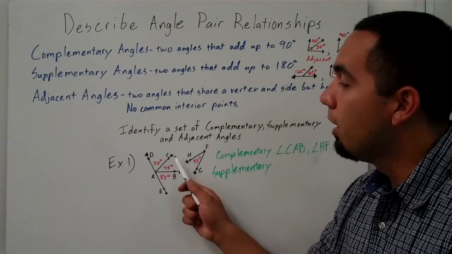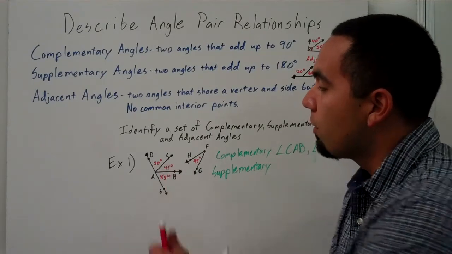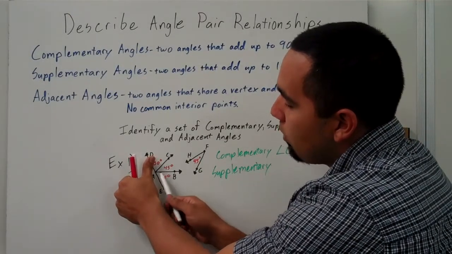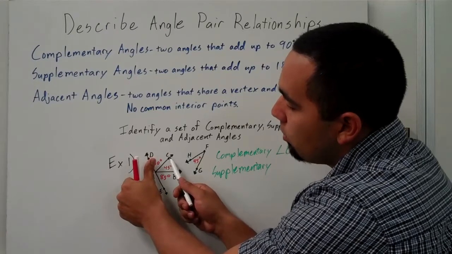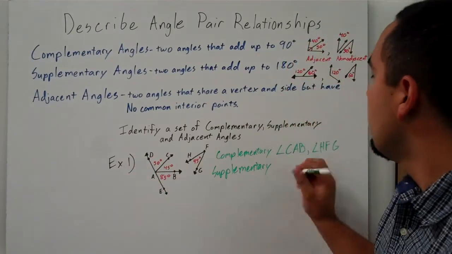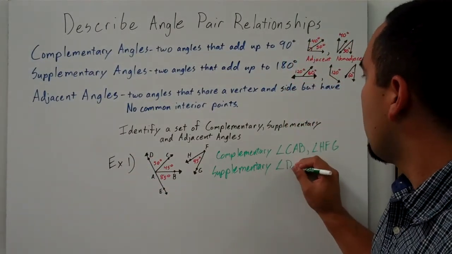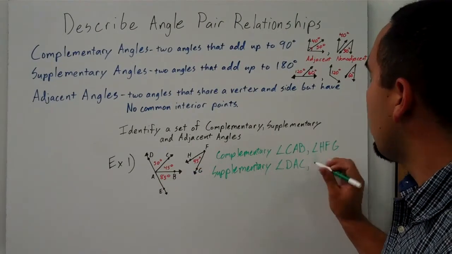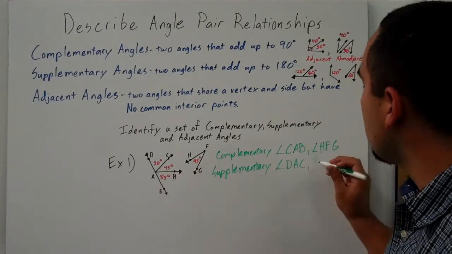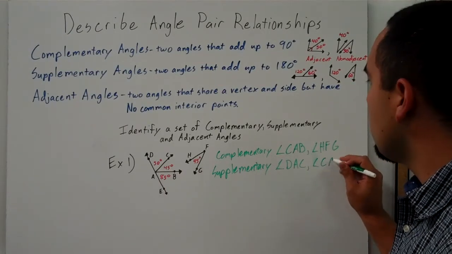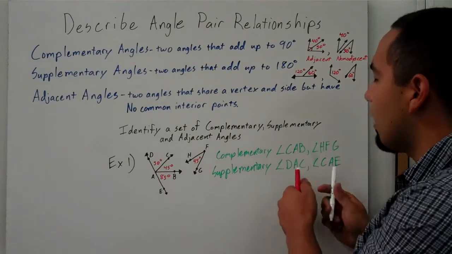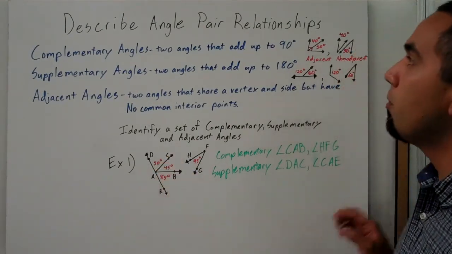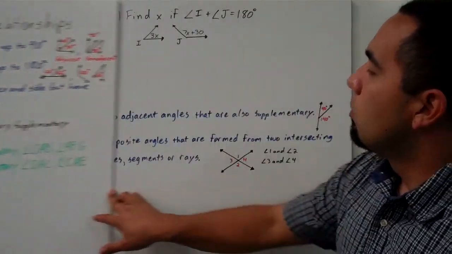But what I can do is remember that for every two angles, CAB and BAE, I actually have a third angle, which is CAE. So I'm going to say angle DAC, which is my small one up here, my 50, and my large angle here, angle CAE. Because if I add these two angles together, I will get 180 degrees. All right? So let's look at some more examples.